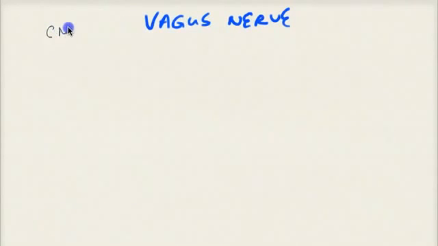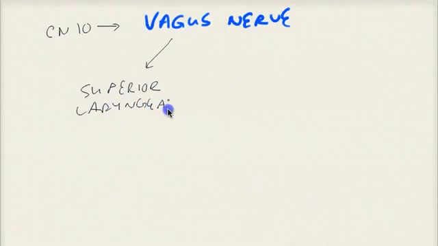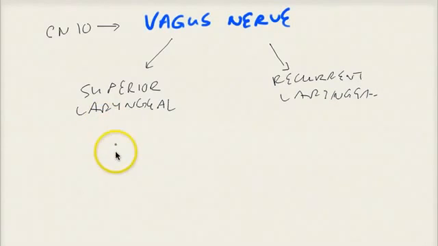Now let's talk about cranial nerve 10. Cranial nerve 10 is also known as the vagus. Now, we have two main branches of the vagus nerve. We have the superior laryngeal branch, and we have the recurrent laryngeal branch. Now, the superior laryngeal branch is going to break into two branches. We have an external branch, and we have an internal branch.